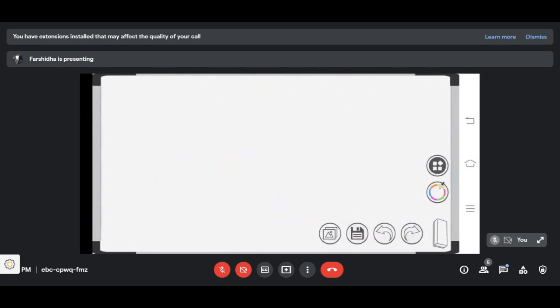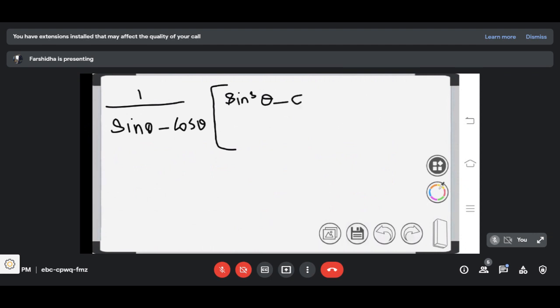Okay, in the next step, you can write 1 by sine theta minus cos theta. In the bracket, you got sine square theta into sine theta, it became sine cube theta, minus cos square theta into cos theta, cos cube theta, divided by common denominator, sine theta into cos theta.